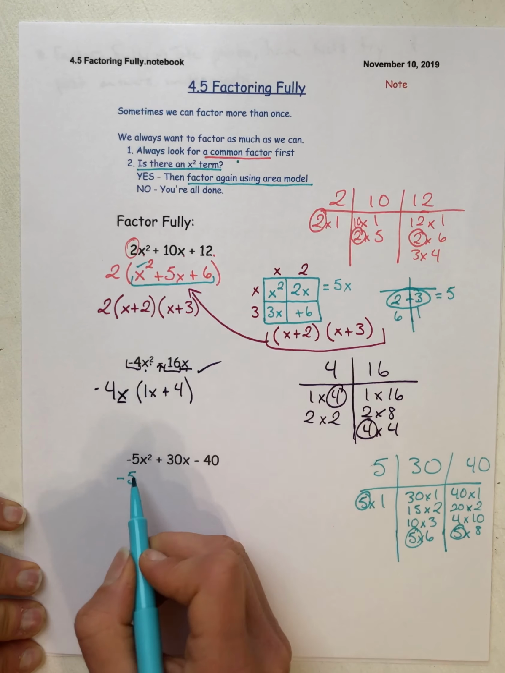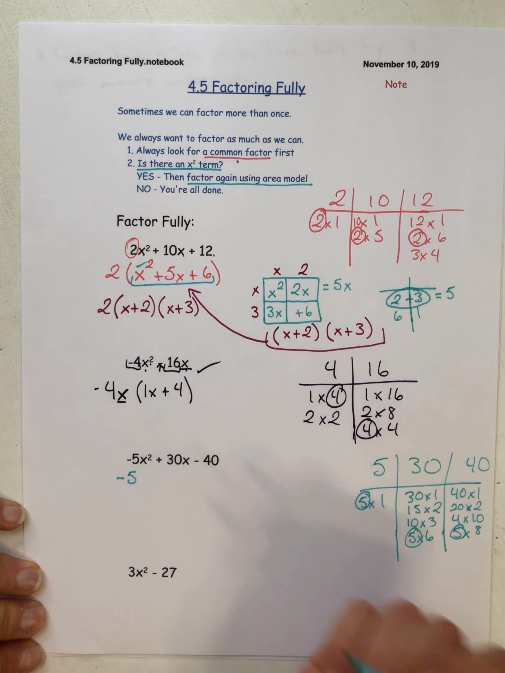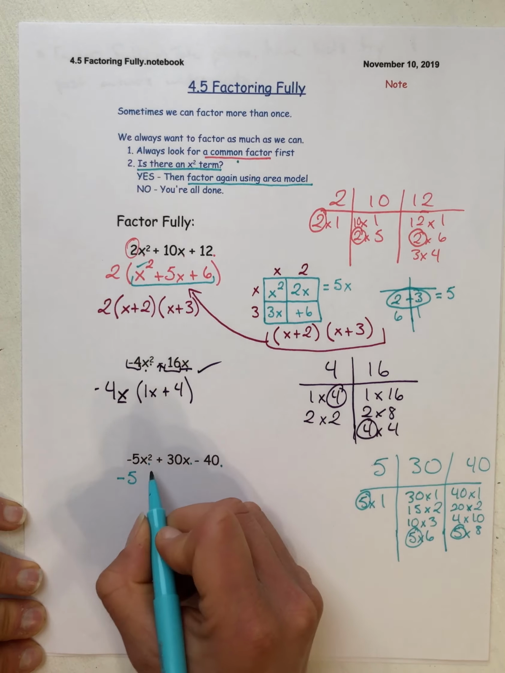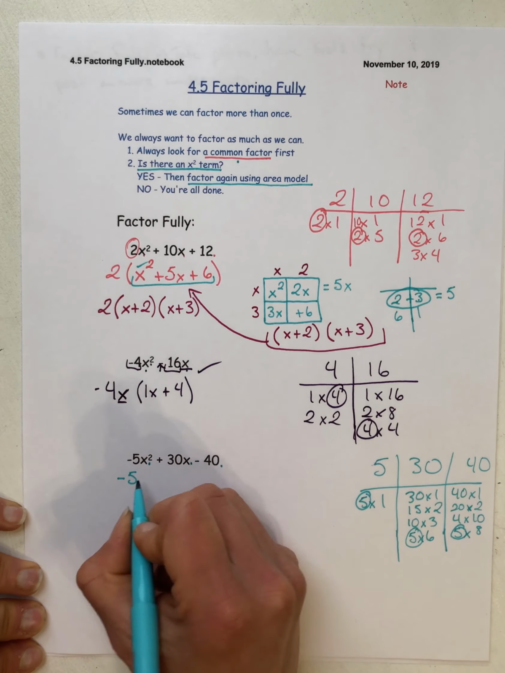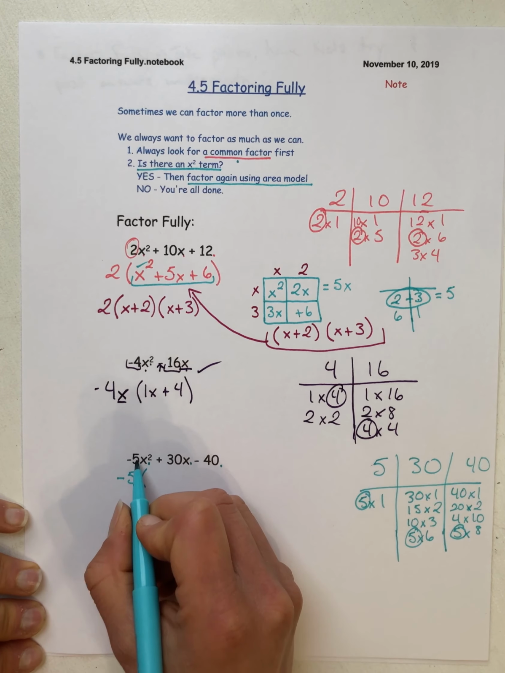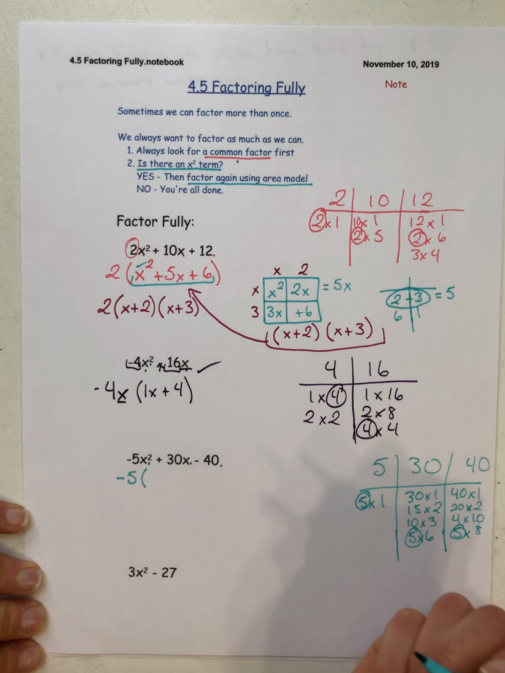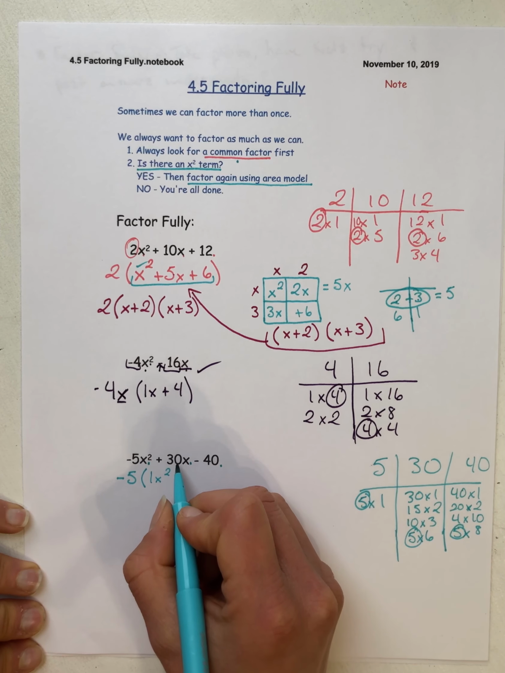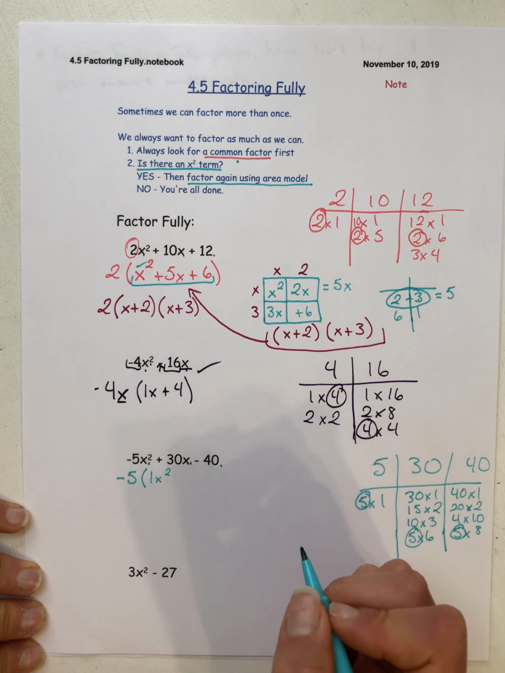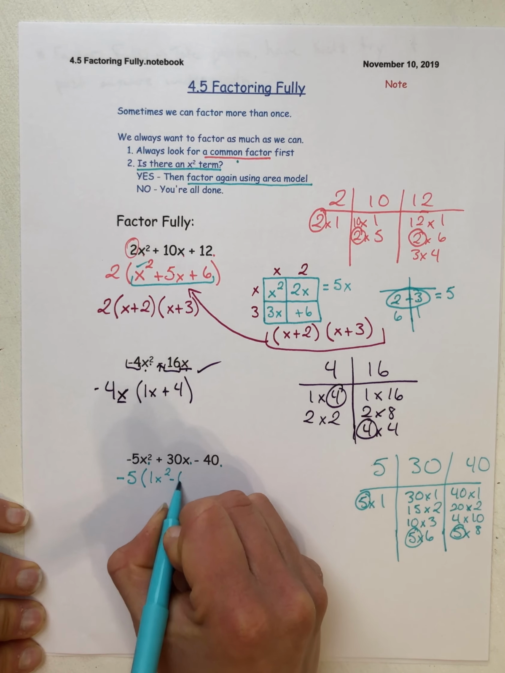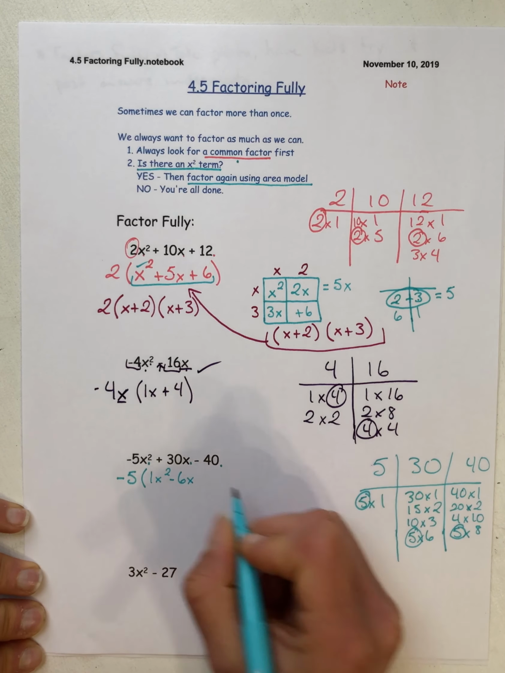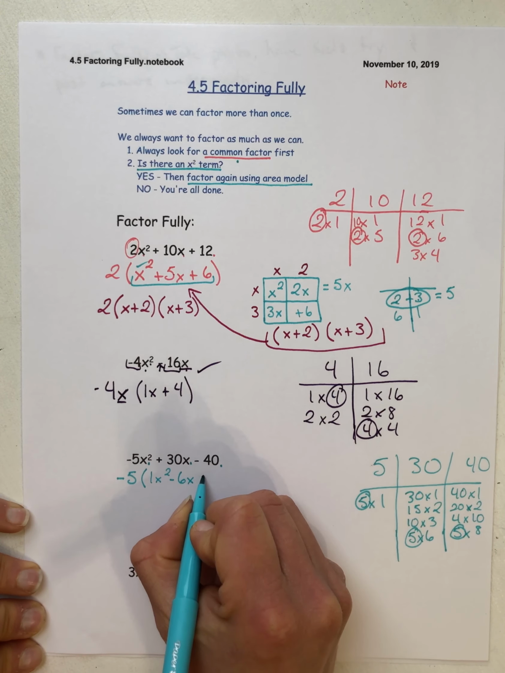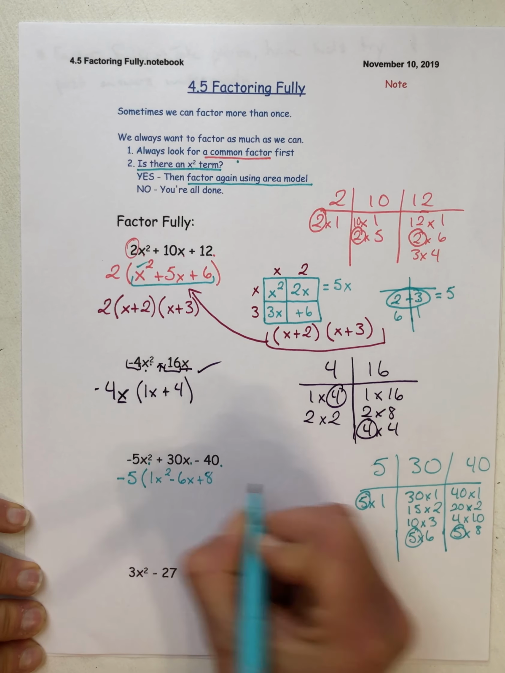If this one's going to be a negative, we want to pull the negative out front too. Can we pull out an x value? No, we can't, because there's an x here, but there's no x here. So what is negative 5 divided by negative 5? We get 1, x squared. And then we have 30 divided by negative 5. We get negative 6x. And then negative 40 divided by negative 5, we get plus 8.